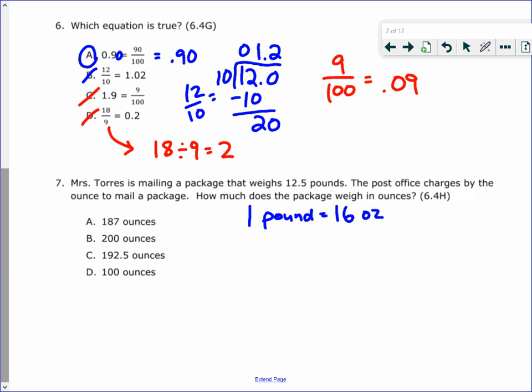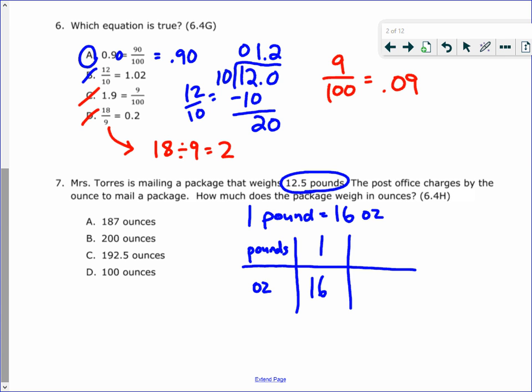So we're going to make our conversion table here. And we have pounds, and we have ounces. Our given is 1 pound is equal to 16 ounces. In our equation, it says Mrs. Torres is mailing a package that weighs 12.5 pounds. So this is going to be 12.5. And it looks like we're trying to find how many ounces that is.